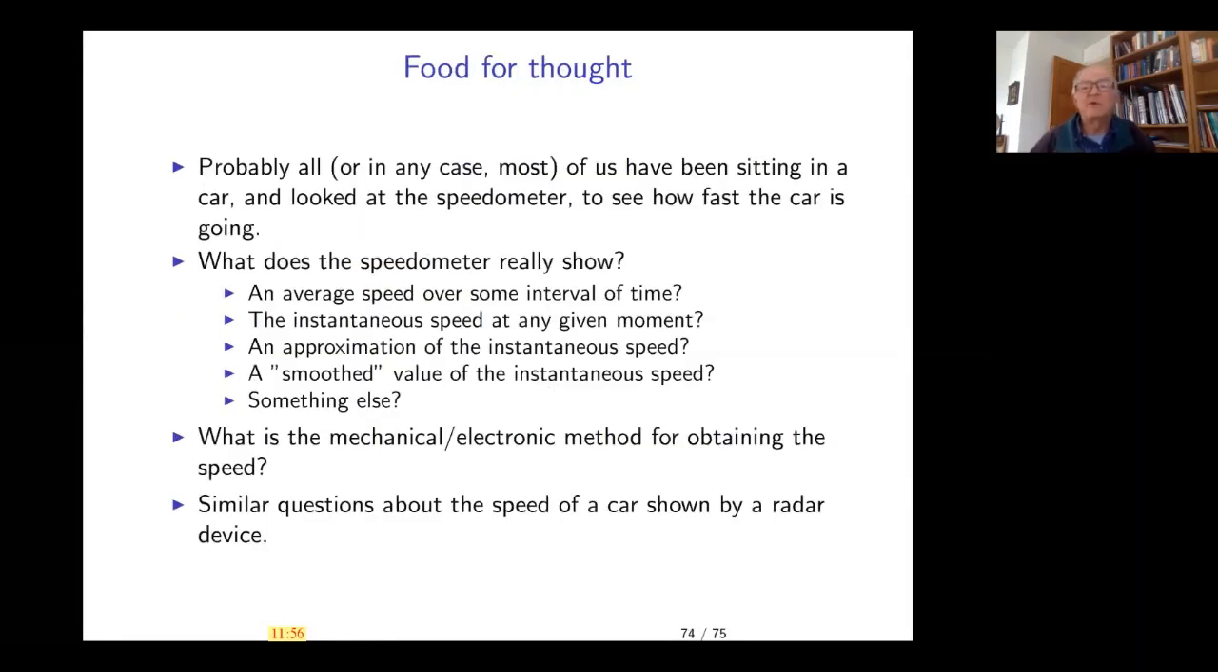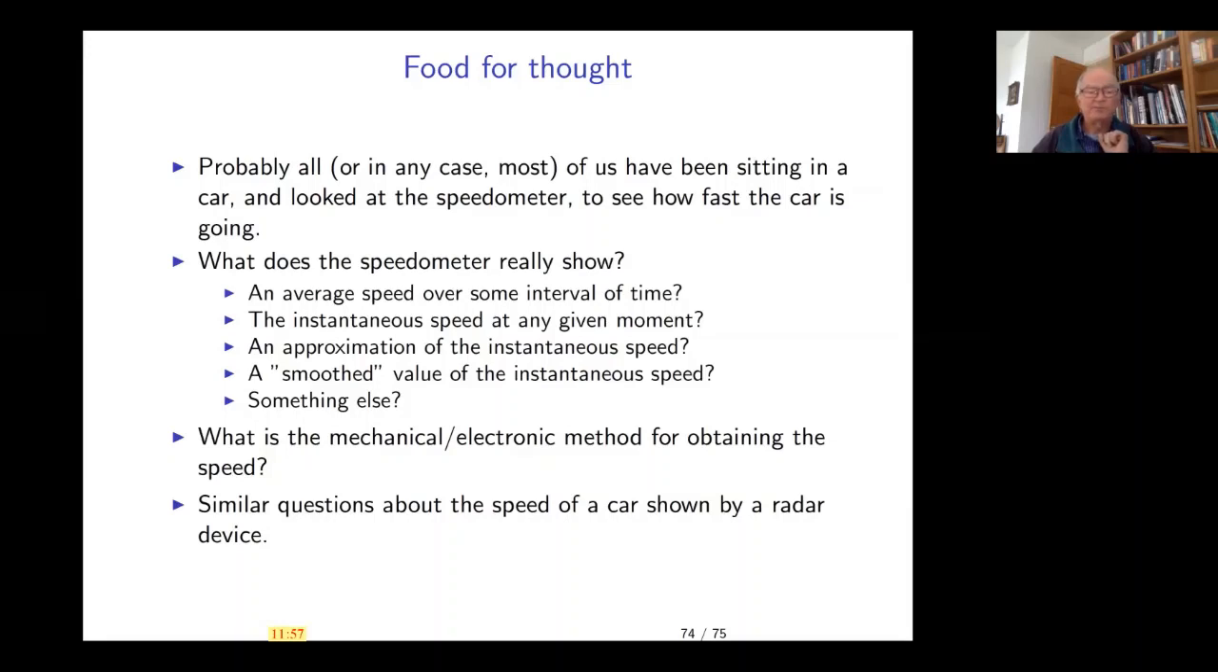Here is some food for thought. Probably all of us have been looking at the speedometer of a car. What is the speedometer really showing? Is it the speed over an interval of time? Or, since the needle or digits keep changing, is it the speed at any given time, the instantaneous speed? Or is it a smoothed value of the instantaneous speed? Or is it something else? So what does the speedometer really show? You can just ponder on this.